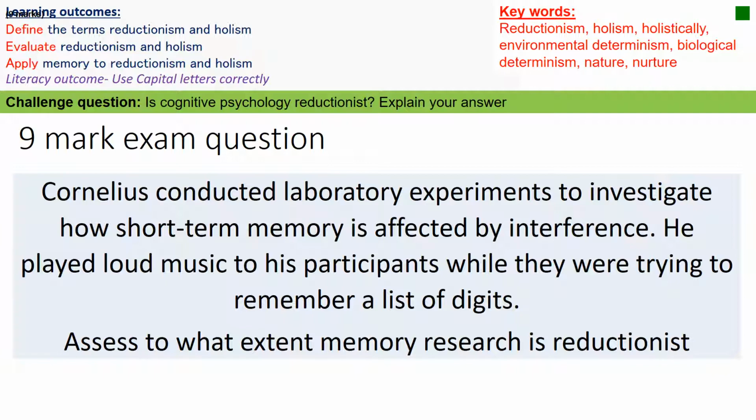Because this is your issue and debate within memory as a topic within the GCSE, it's actually the only situation within paper 1 where you're going to get a 9-mark question. And again, it doesn't mean that you're definitely going to get one, but if you are going to get one, it's going to be on an issue and debate. And obviously your issue and debate for memory is reductionism and holism. So there's an example on the board of something that you might get here. Cornelius conducted lab experiments to investigate how short-term memory is affected by interference. He played loud music to his participants while they were trying to remember a list of digits. Assess to what extent memory research is reductionist.